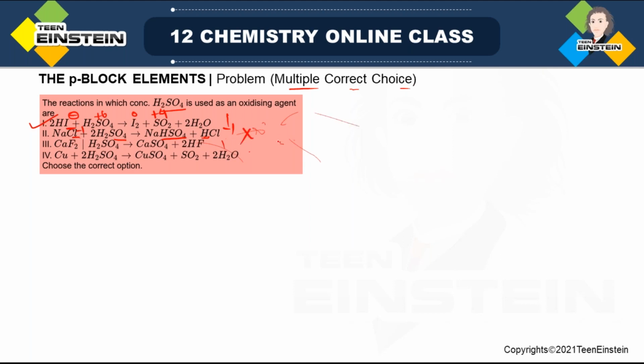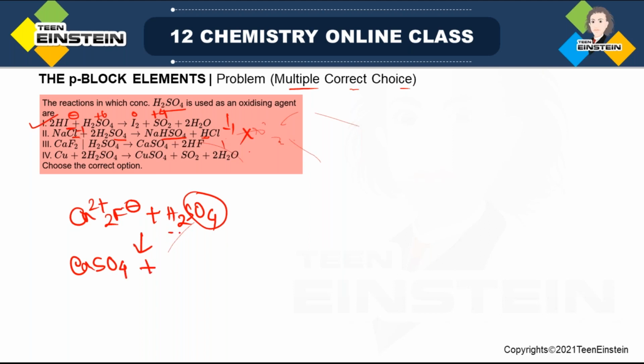Third equation, calcium fluoride and H2SO4. Now calcium fluoride, here you have calcium ion and 2 fluoride ions, and we have H2SO4. So this is also simply exchange of ions. Just take this sulfate, so you will get calcium sulfate, right? And HF, so you will get 2 HF. So this is also displacement. And F is having -1 oxidation state, both in the left hand side and right hand side. So no change in oxidation state.